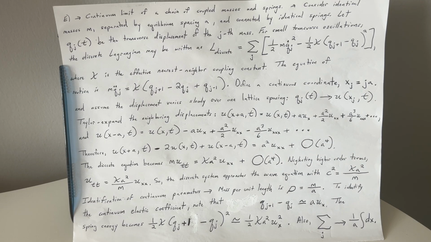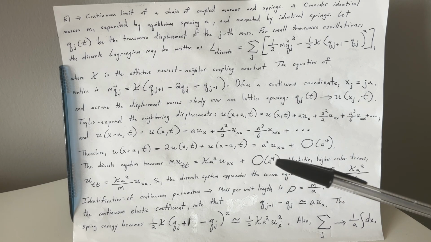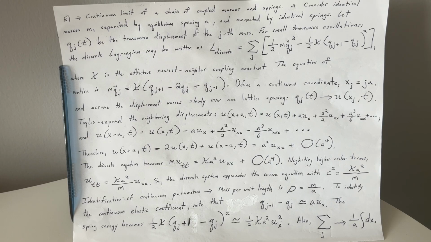So therefore, u(x+a, t) minus 2u(x,t) plus u(x-a, t) equals a squared u_xx plus big O of a to the fourth. So the discrete equation becomes m u_tt equals kappa a squared u_xx plus big O of a to the fourth. Neglecting higher order terms, u_tt equals kappa a squared over m u_xx. So the discrete system approaches the wave equation with c squared equals kappa a squared over m.